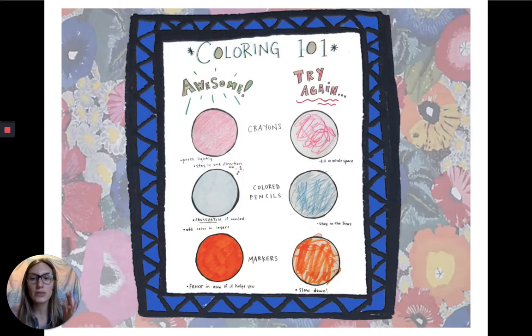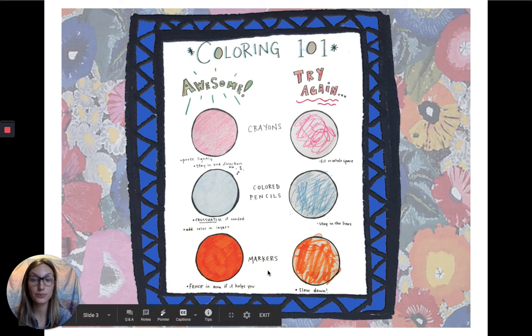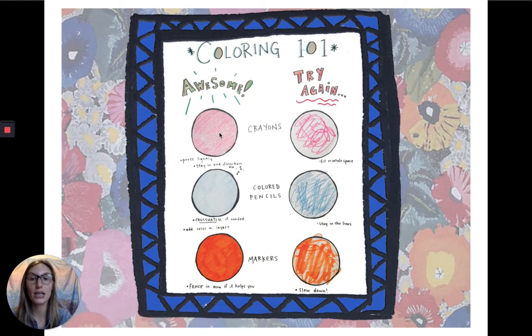So this is my Coloring 101 poster. This poster is going to be in the room when you come into the classroom. For now we have our virtual digital version so that you can see it. Coloring 101 basically shows you how to use drawing materials, mostly crayons, colored pencils, and markers, the right way. If I look at these three circles on the left side here, I can see things are colored in nice and even, really great color. Whereas over here we have this scribble scrabble.